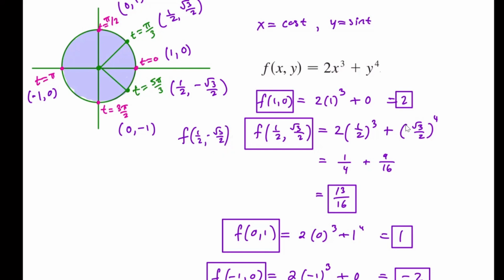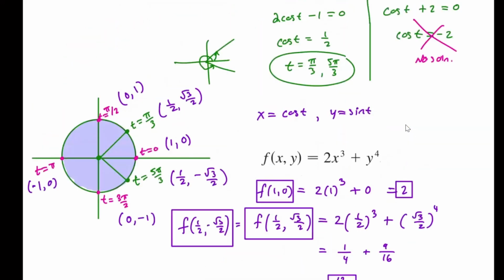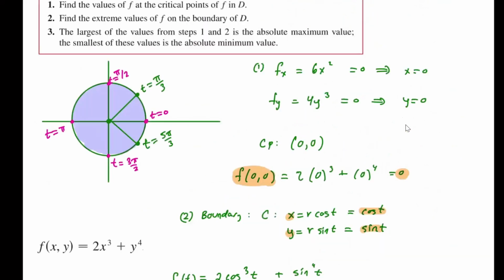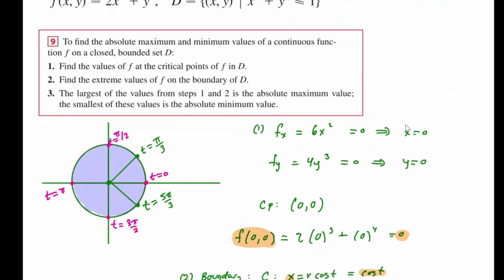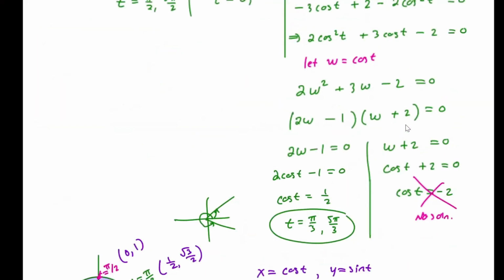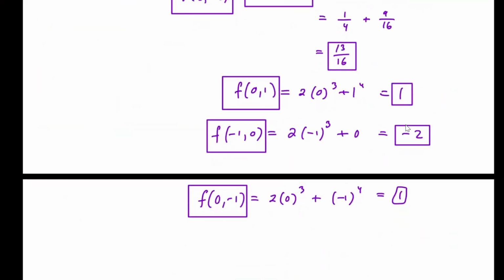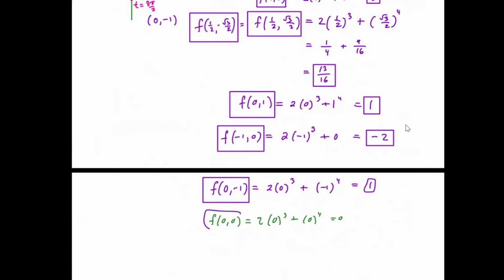So the next thing I'm going to do is compare these values. This is kind of like our step number 3. There's one more point we need to pick up from early on. That was our critical point right here. So at 0, 0, the origin, we got the value 0. So let's put that in here. So along the boundaries we tested, and then the critical number gave us 0.